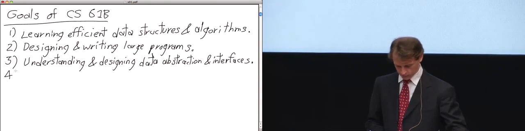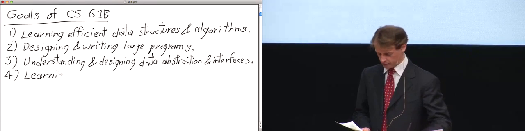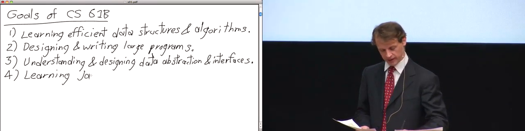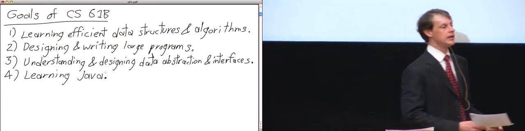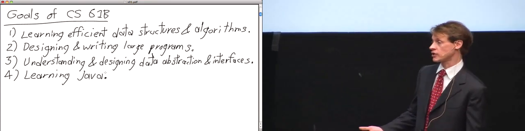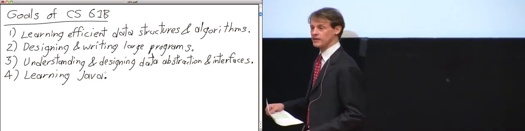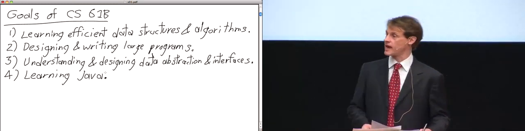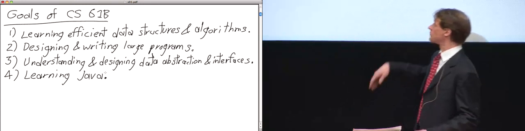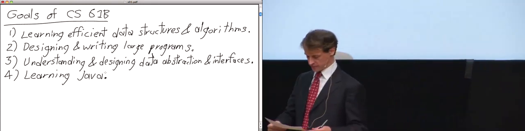And the fourth thing we're going to do in 61B, and this is kind of the most trivial thing we're going to learn, but it is going to take some time, is we're going to learn the Java language. We're also going to learn about object orientation, because Java is an object-oriented language, and a good chance to understand more deeply how object orientation fits with point 3, which is data abstraction.